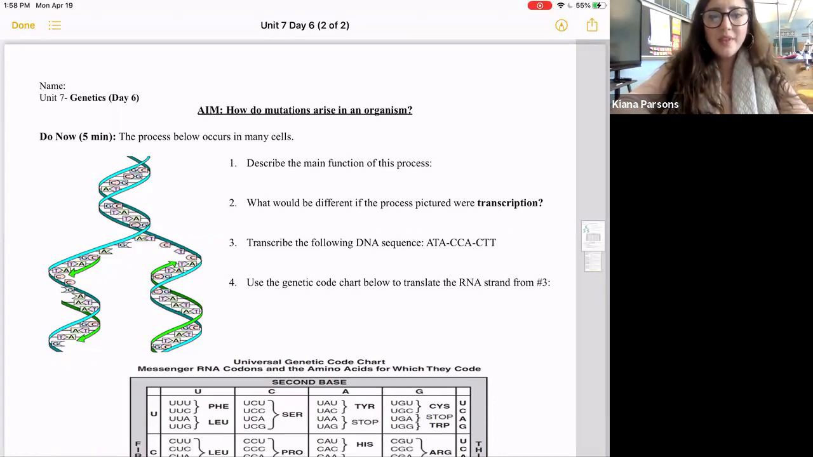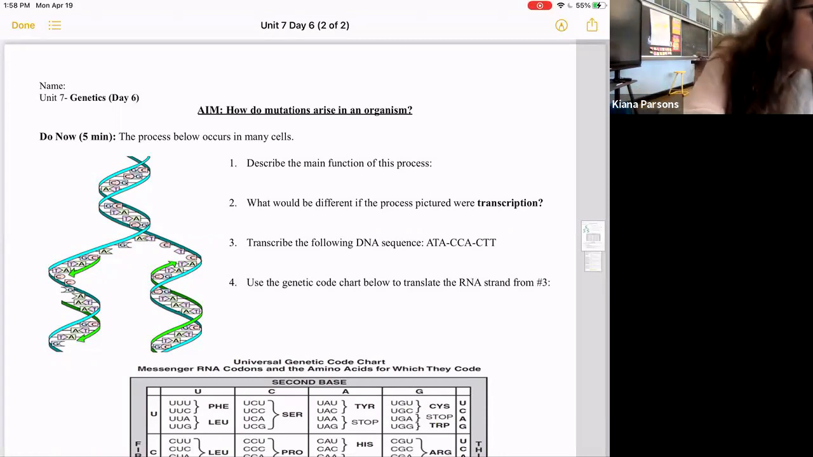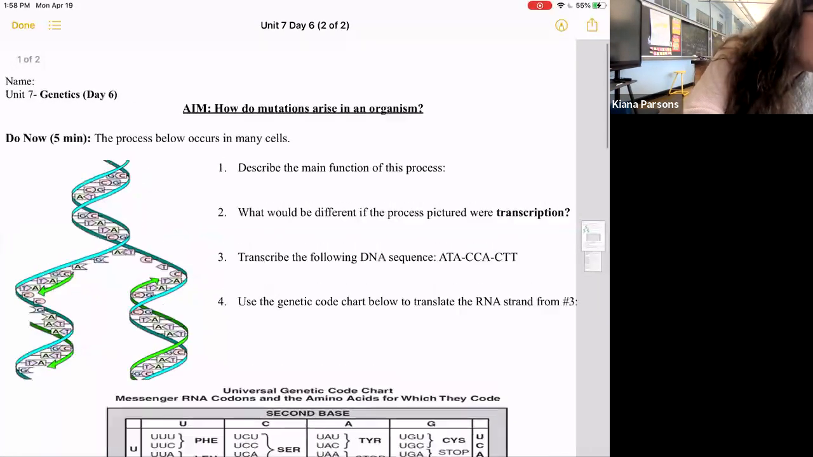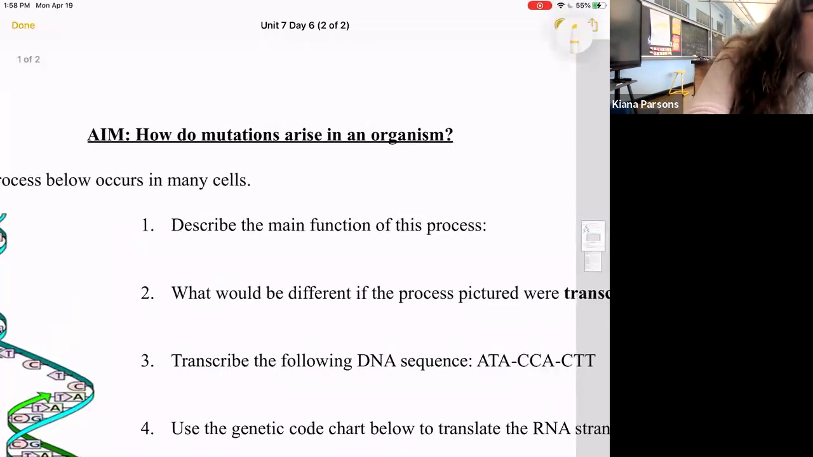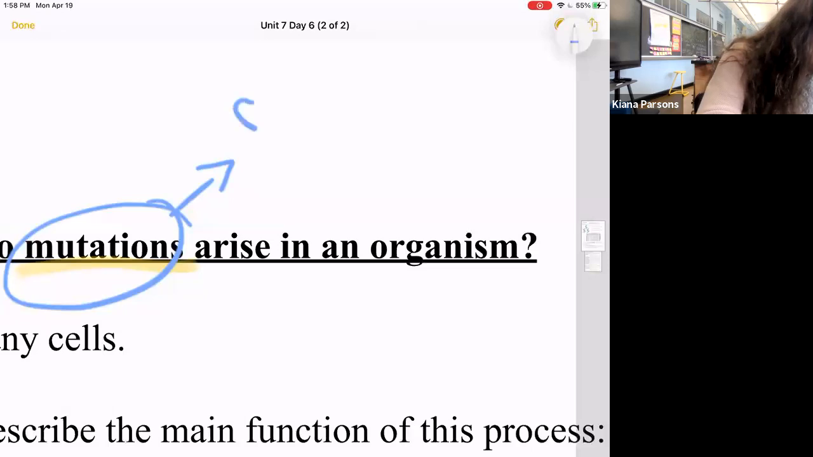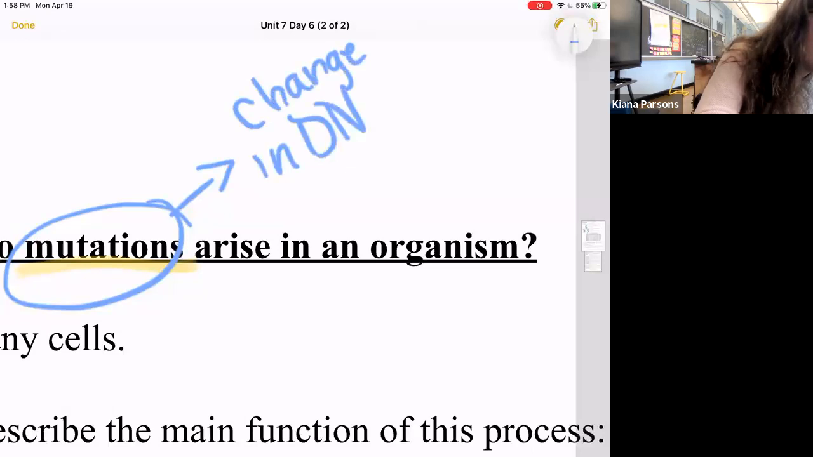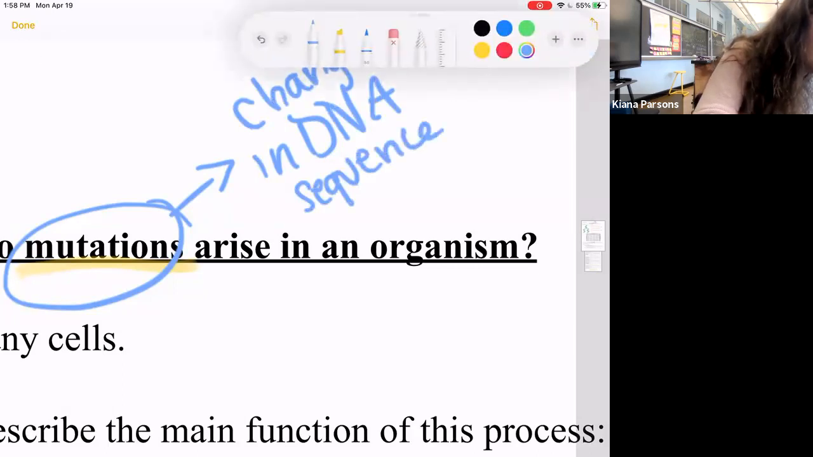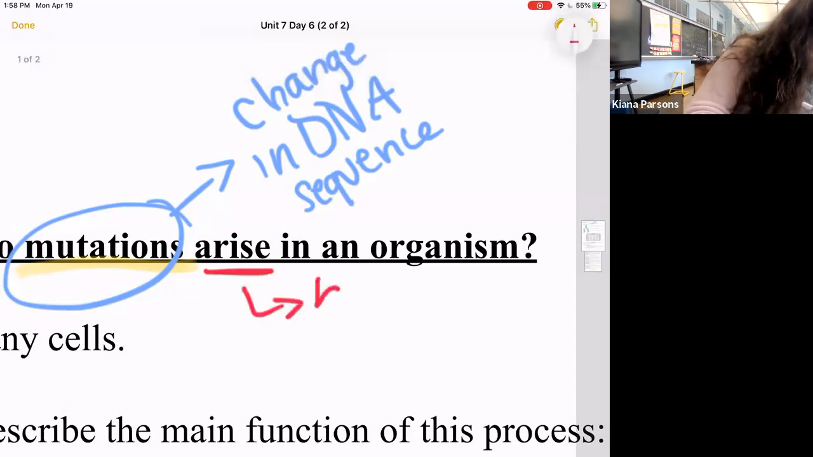So, how do mutations arise in an organism? That is today's aim. And in order to address this, first, let's refresh our memories. What exactly is a mutation? A mutation is a change in DNA sequence. And we're going to get a little bit more specific today and talk about types of mutations. But a change in DNA sequence. And this word here, arise, that just basically means happen. So how does a change in DNA sequence happen?